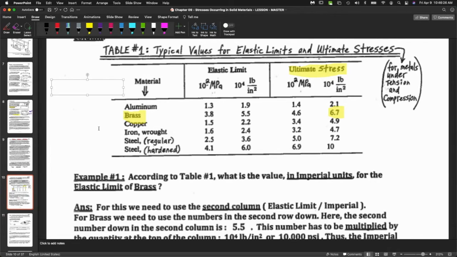Hopefully don't think I'm a jerk. I'm trying not to be a jerk here. I'm trying to be helpful. Okay, hardened steel. Spelled correctly, hopefully. Steel. Can't spell, eh? Hardened steel. Ultimate. Metric. Go.